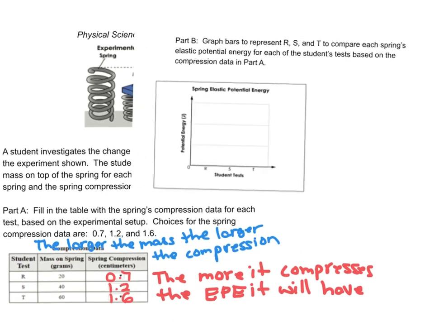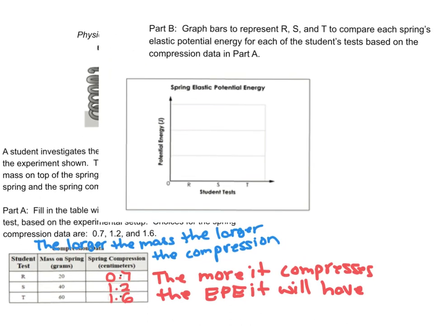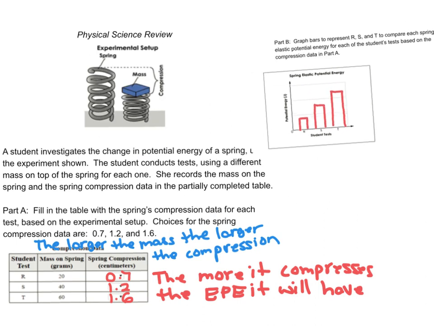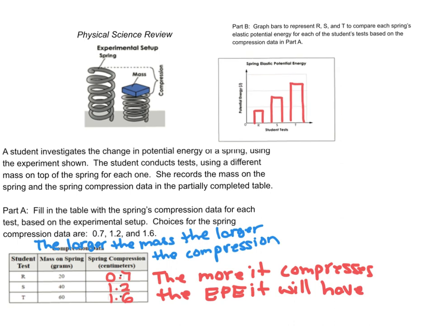As we go to then fill out our graph, when we put their amount of elastic potential energy in, spring R had the least amount of compression, so therefore it would have the least elastic potential energy. Spring S had a medium amount, and T was really compressed, so therefore it would have the largest amount of elastic potential energy. At this time, press pause and take a moment to put any of these notes on your physical science review paperwork and fix the above questions if you need to make any adaptations.